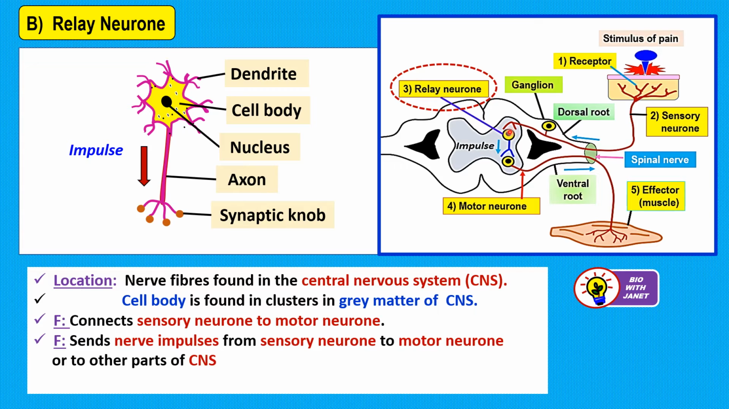It transmits impulses from the sensory neuron to itself, and then to the motor neuron. Or it can even transmit nerve impulses from the sensory neuron to other interneurons in the central nervous system, maybe upwards to the brain and so forth.